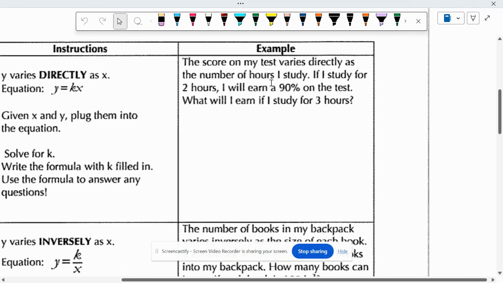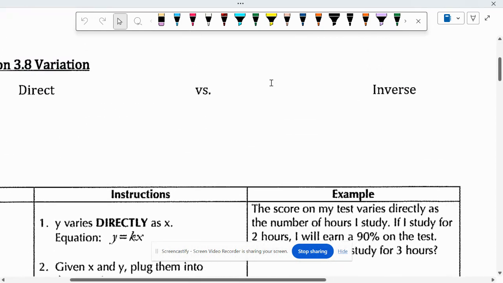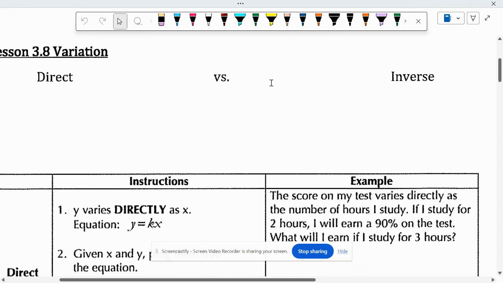So variation seems to be probably one of the most confusing things that you guys do. And I think it's just because you're not used to understanding what variation means. So I want to just explain: the more hours you work, the more money you make. That means that the hours that you work increase the amount of money you make. So the amount of money you make varies directly with the number of hours you work.